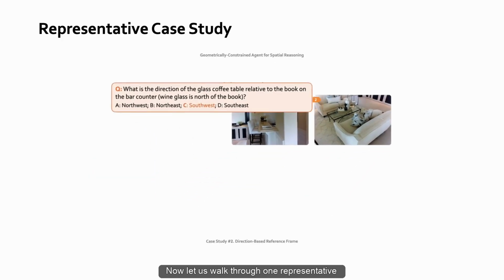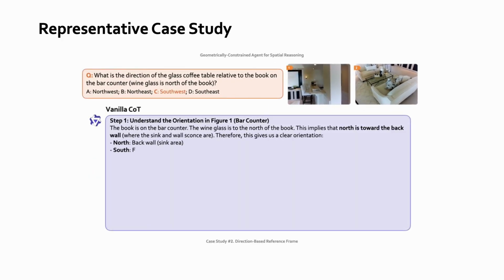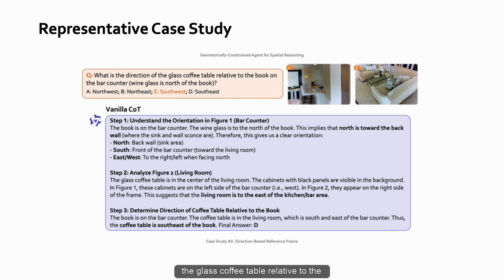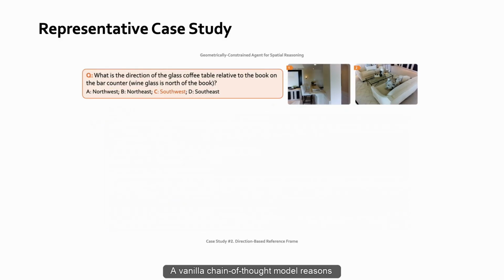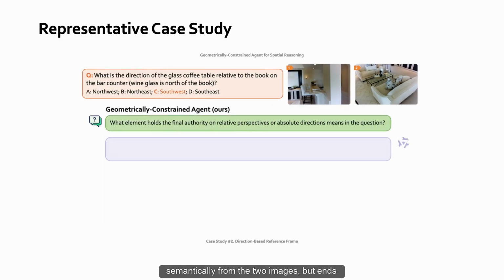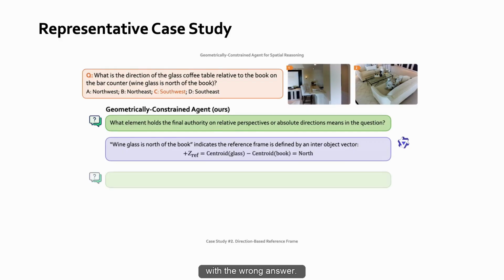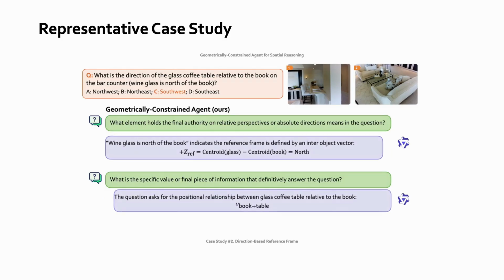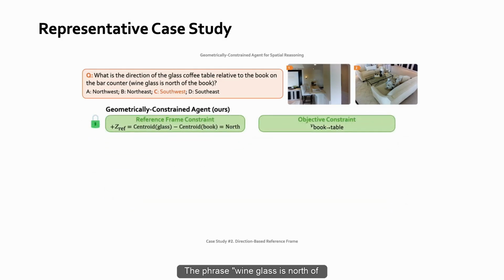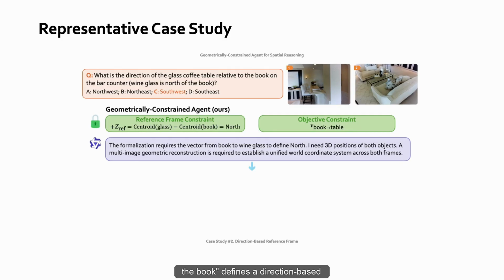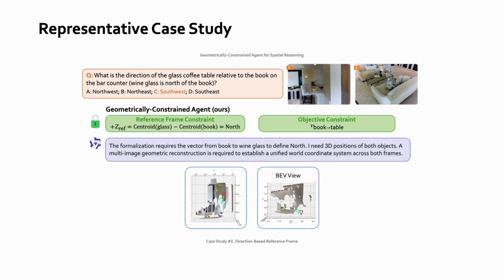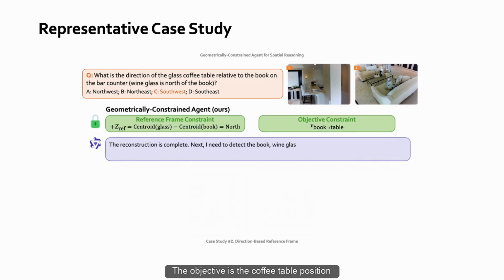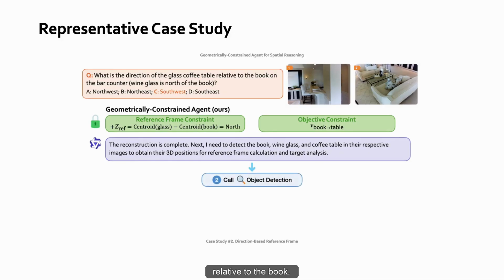Now let us walk through one representative case study. The query asks for the direction of the glass coffee table relative to the book. A vanilla chain-of-thought model reasons semantically from the two images, but ends with the wrong answer. GCA first formalizes the constraint. The phrase, "wine glass is north of the book," defines a direction-based reference frame. Positive Z is the book to wine glass vector. The objective is the coffee table position relative to the book.